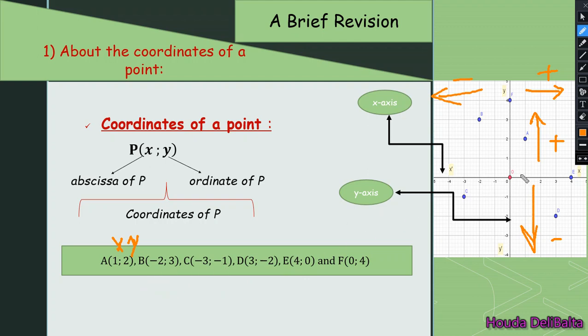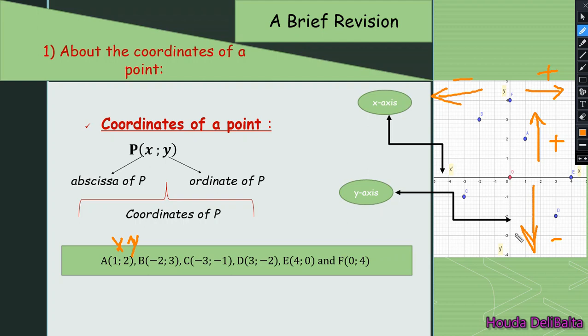B has coordinates, as you see, (-2, 3). Again, we move -2, then we go upwards 3 units. C is (-3, -1), so I have to move 3 to the left, as you see here: 1, 2, 3 to the left, then -1, as if I'm moving 1 downwards. D is (3, -2). Here is point D, as you see, we move 1, 2, 3 and go downwards 2 units, and here is point D.